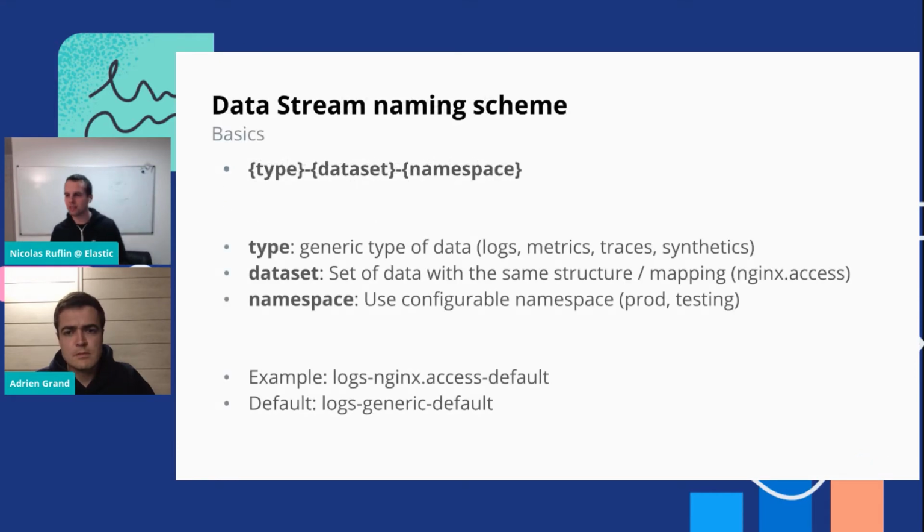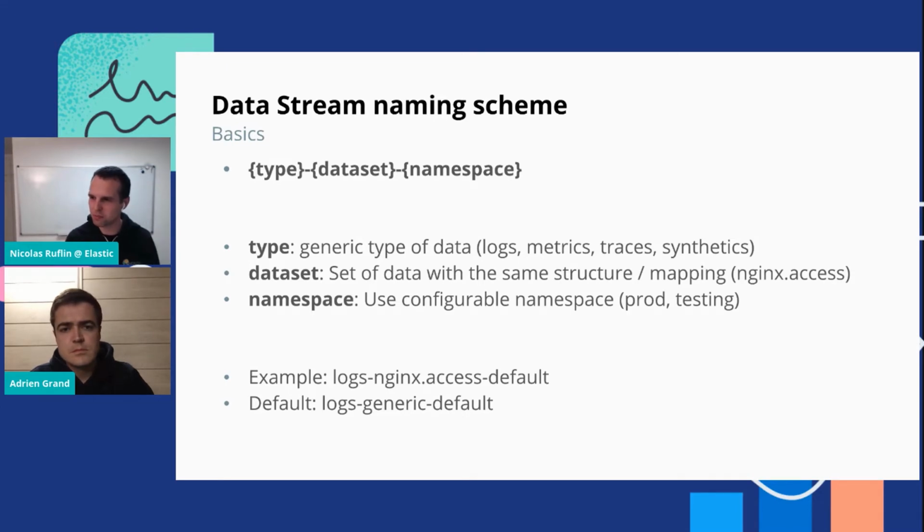So what is that data stream naming scheme? When we built the Fleet project, we wanted to solve the issues we had with the past indexing. So we said, in general, we have data that consists of three parts. The first part is the type. The type for us is very generic. Is it logs? Is it metrics? Is it a trace or is it synthetics? So that is the type of the data, and that allows you first to just query for logs or metrics. The next one is what we call data set.